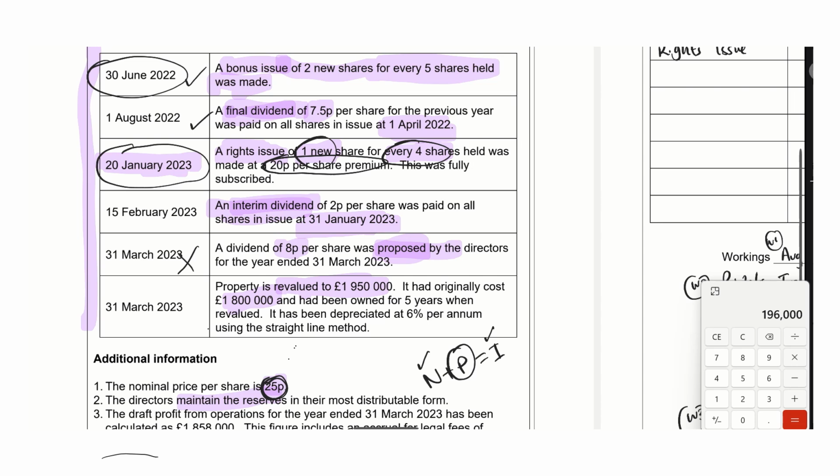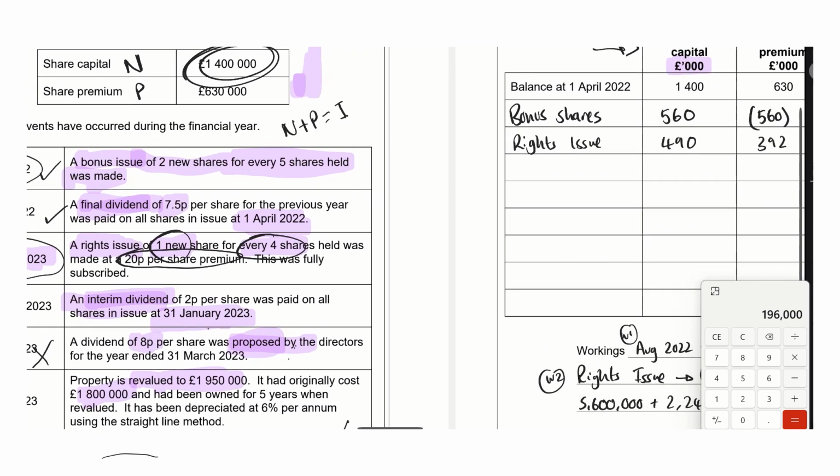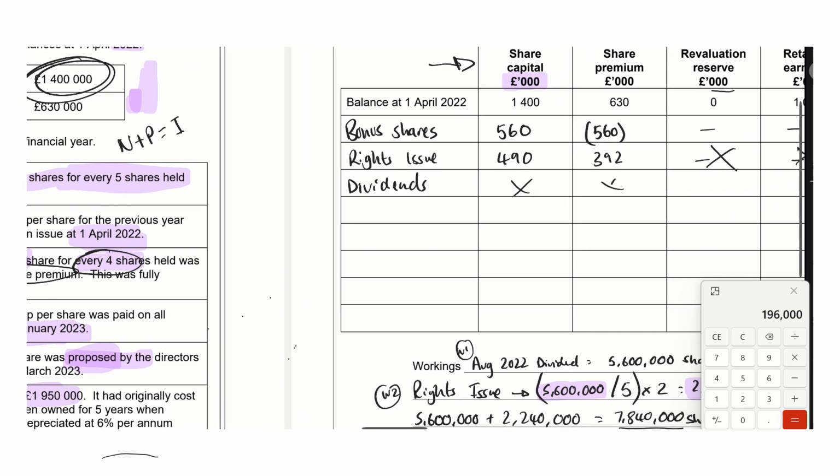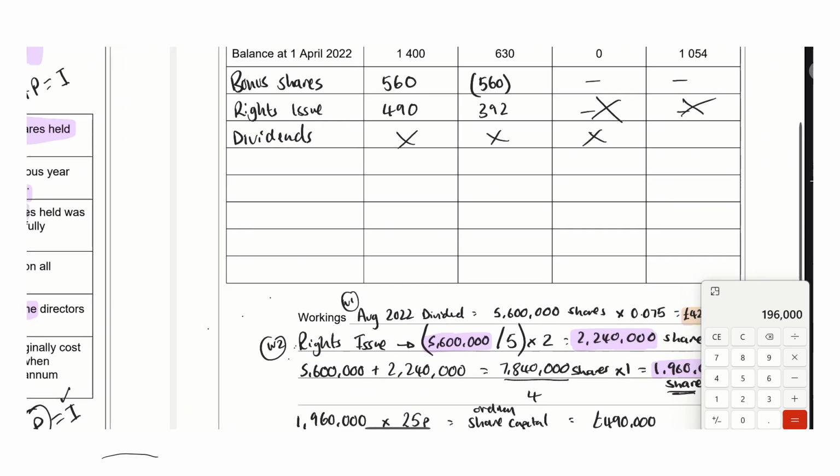So because we got no other dividends, it will make sense at this moment in time to put the dividend in here. Dividends never go in your share capital, have no impact on your share premium, and never have an impact on your revaluation. So your dividend will always be a negative figure in your retained earnings. So let's add it up.